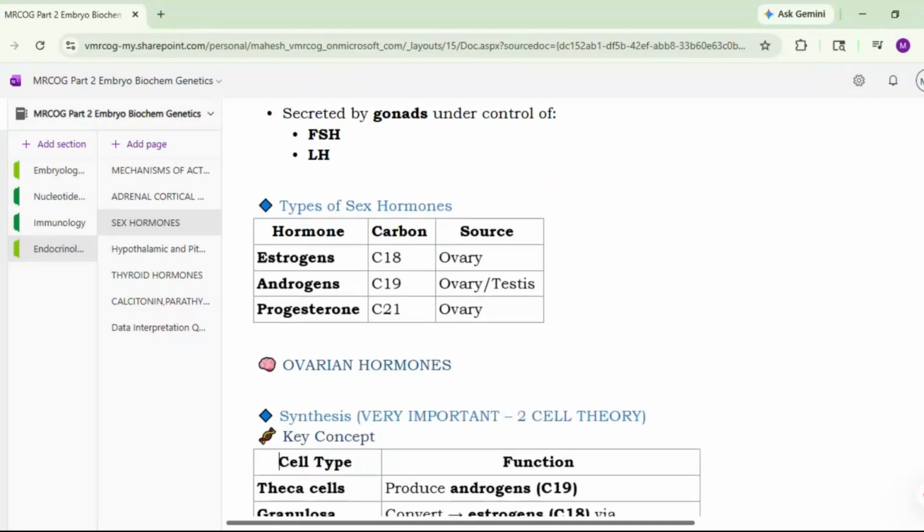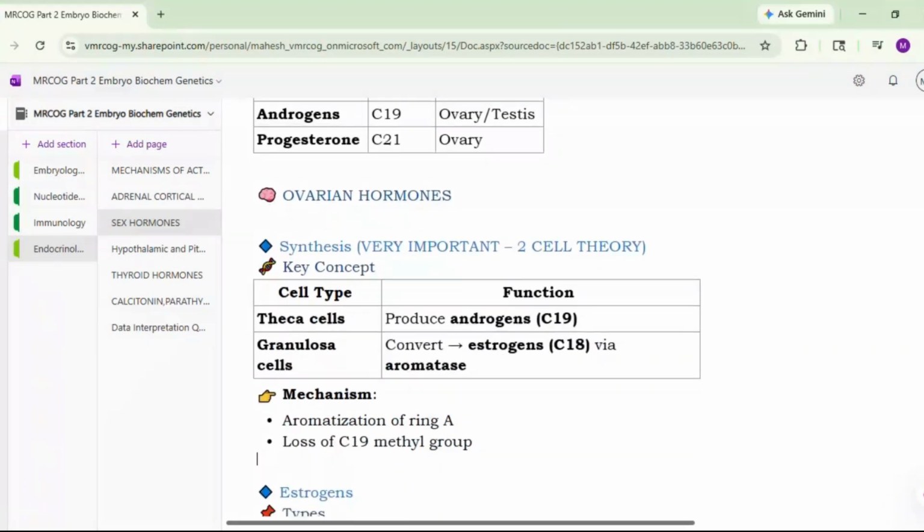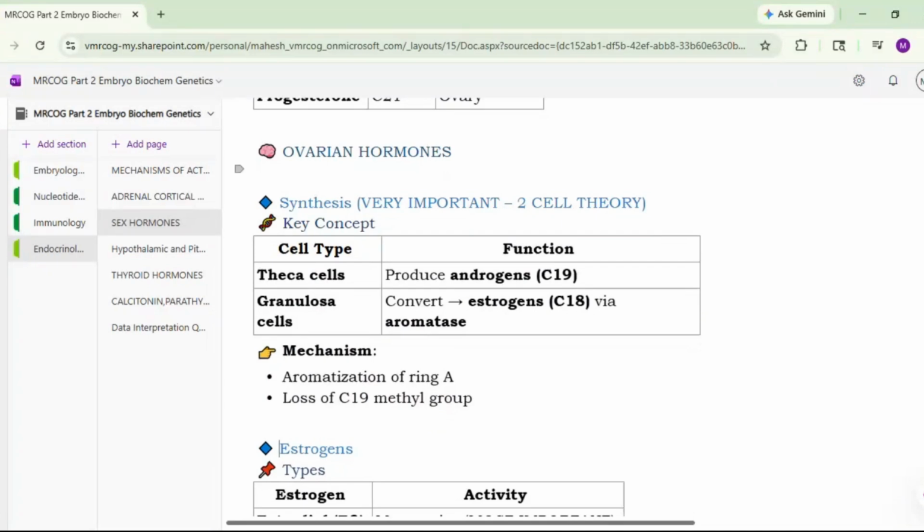Now coming to the ovarian hormones. Basically you should remember the two cell theory. What is this two cell theory? You have two types of cells, the theca cells and the granulosa cells. They produce two hormones. The theca cells produce androgen, which is a C19 molecule, so it has 19 carbons.